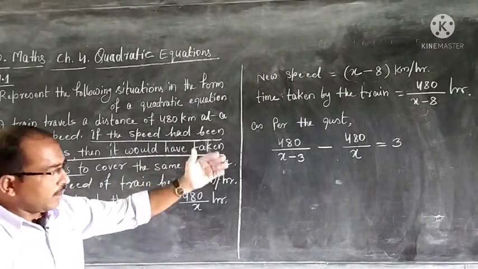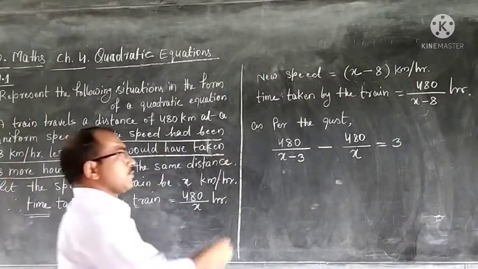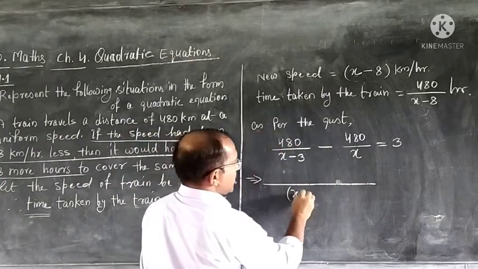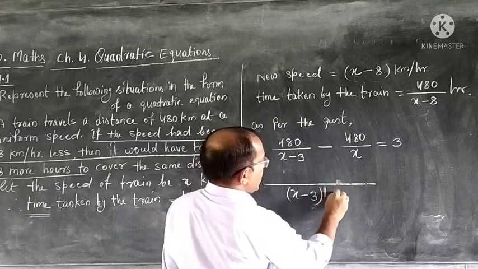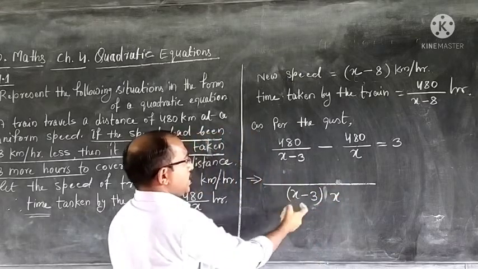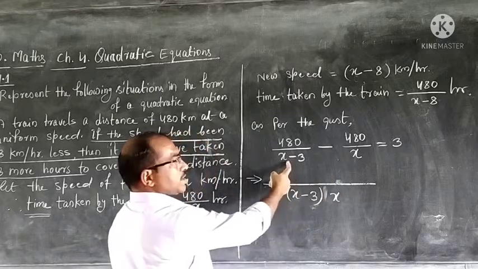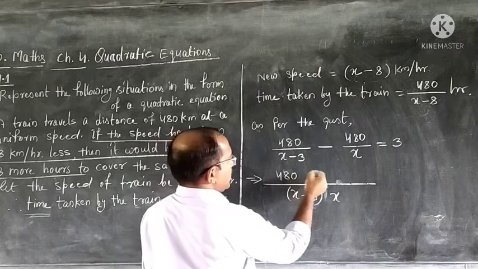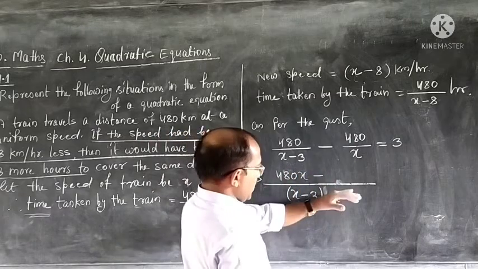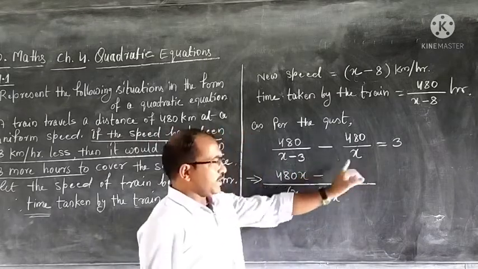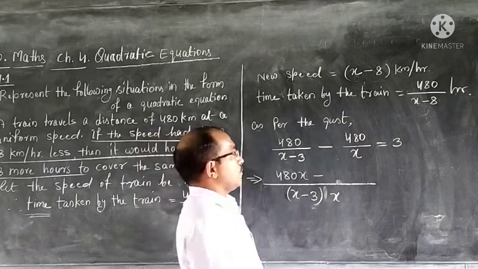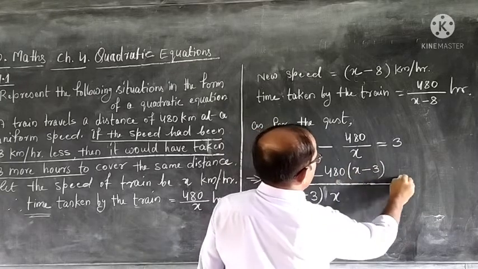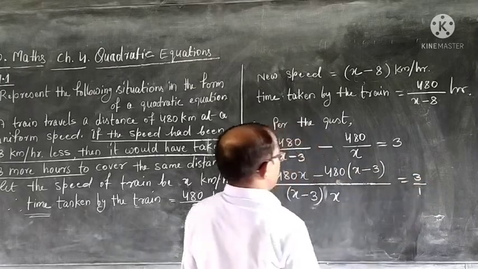Now, we can convert it into quadratic equation form just by simplifying it. We go for simplifying. The LCM is x into x minus 8. We will divide by x minus 8, and the same term will be cancelled. x will remain: 480 into x. Here, this same LCM we will divide by x, so only the same term will be cancelled: x minus 8 into 480. 480 into x minus 8 is equal to 3 by 1 we can put.